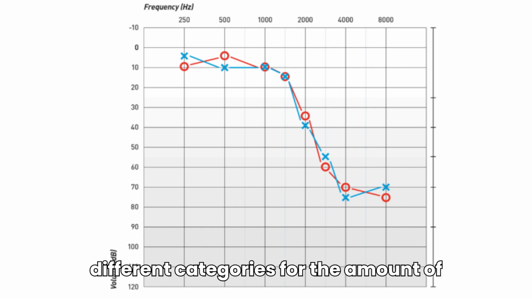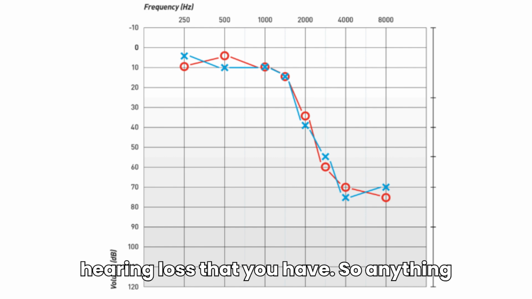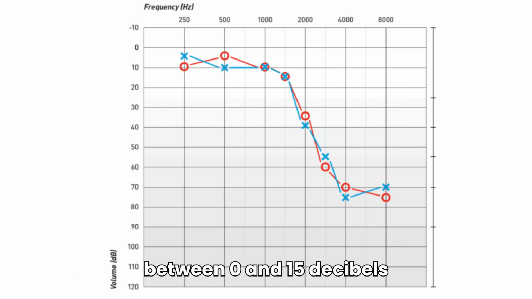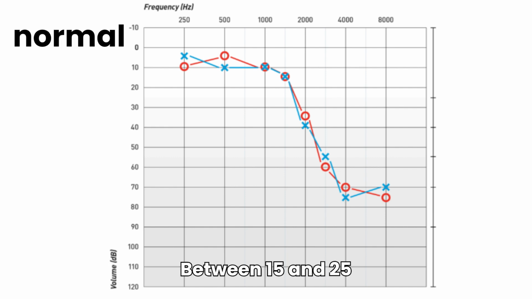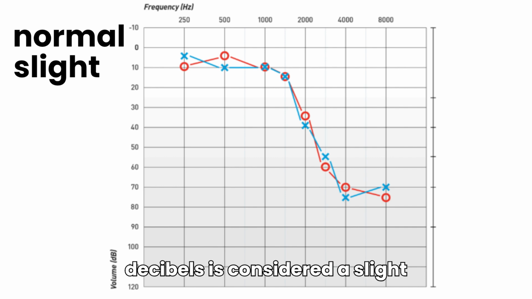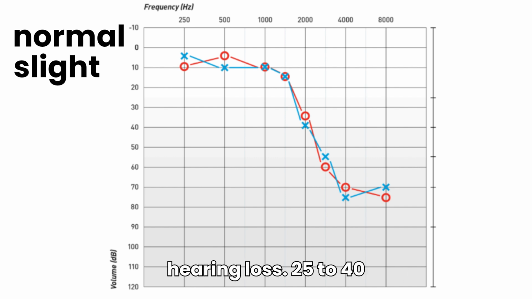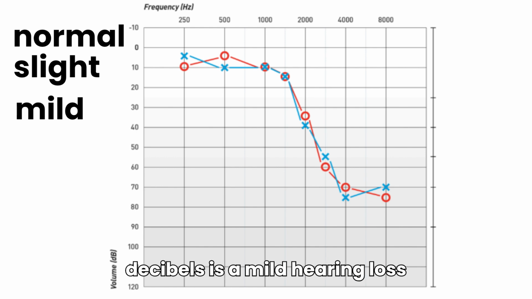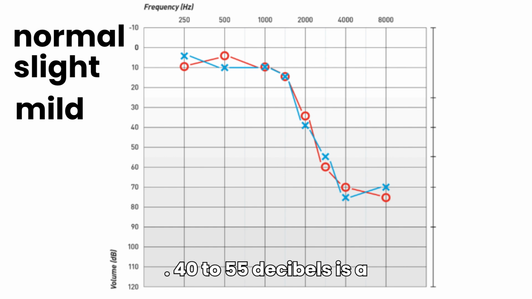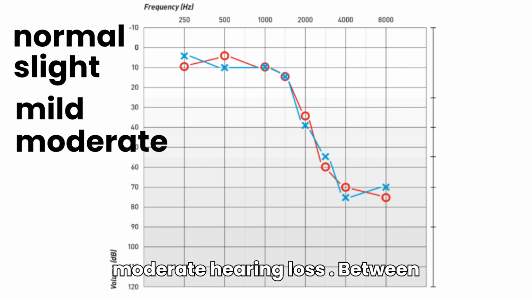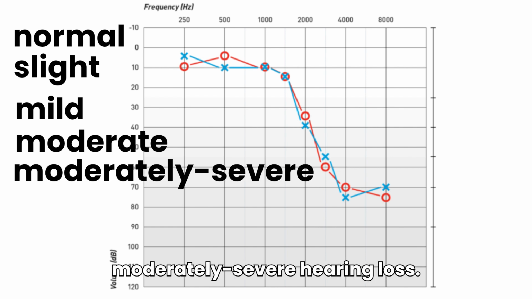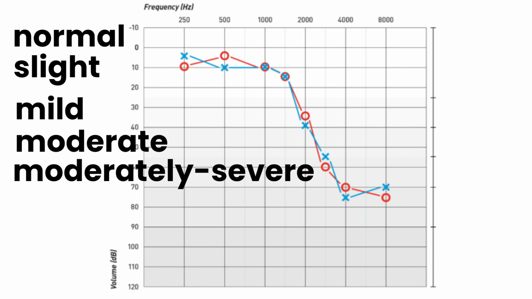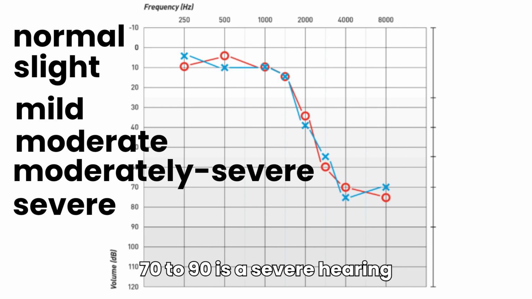There are different categories for the amount of hearing loss that you have. So anything between 0 and 15 decibels is considered to be normal hearing. Between 15 and 25 decibels is considered a slight hearing loss. 25 to 40 decibels is a mild hearing loss. 40 to 55 decibels is a moderate hearing loss. Between 55 and 70 decibels is a moderately severe hearing loss. 70 to 90 is a severe hearing loss.